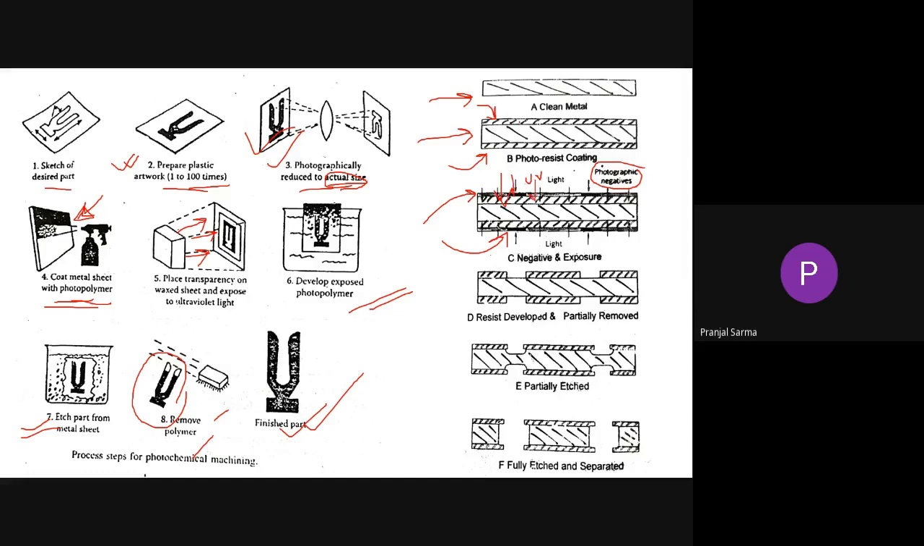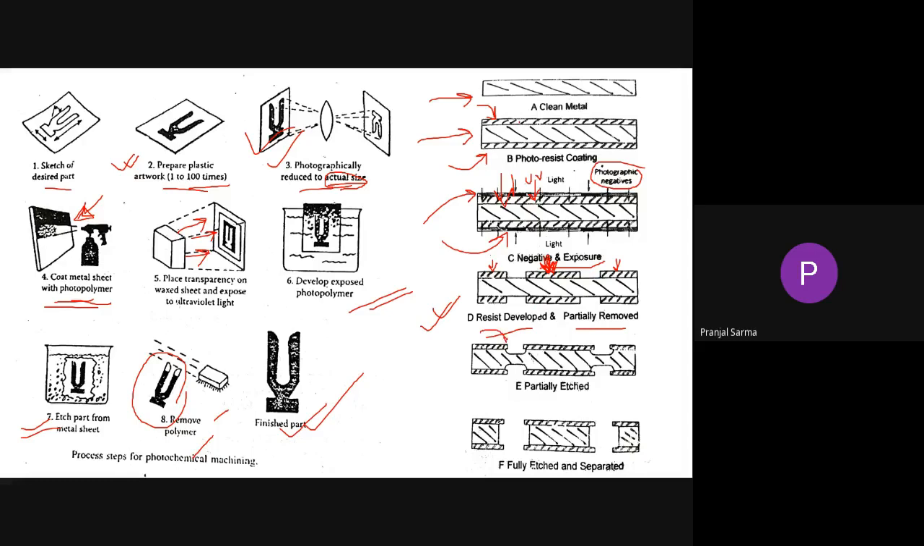Now what will happen? This negative will be exposed to UV. After that we'll go for resist development and partial removal. Wherever the portions got toughened after the exposure to UV, they will remain. The other portions, where it has not got toughened, will be as if unmasked. The rest is similar.